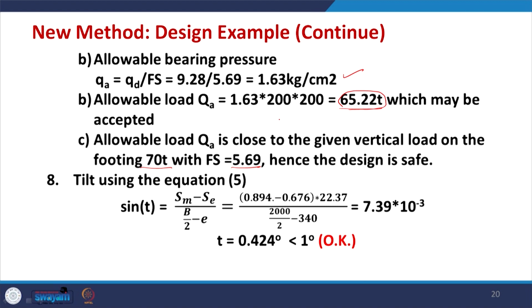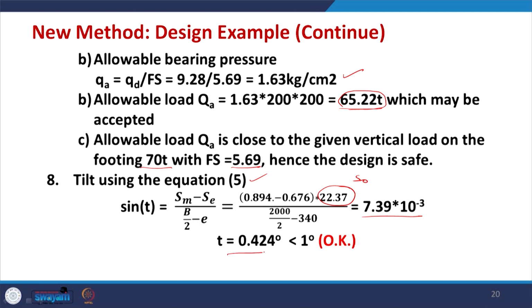Now, the last step of the design is to find the value of tilt, and check whether you are within the permissible limit or not. For that, equation 5 is used. Sm minus Se is known to you, 0.894, which is nothing but S naught, and these are the ratios Sm by S naught and Se. This E needs to be converted. B is kept in millimeter here and E is also in millimeter, so the numerator and denominator are all in millimeter. Then finally you get this number for sin t.